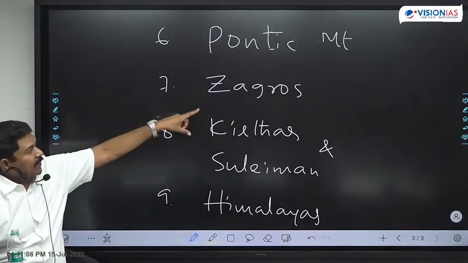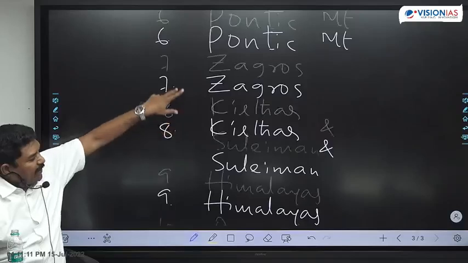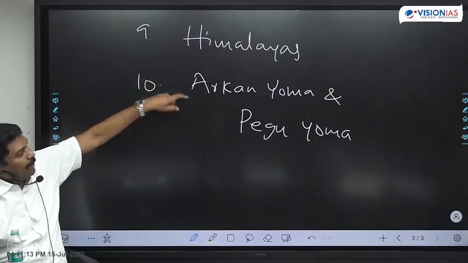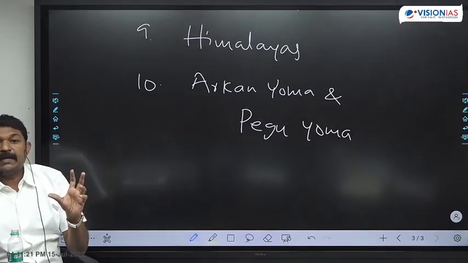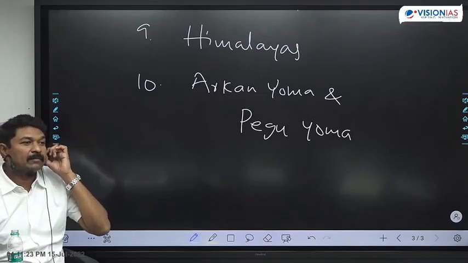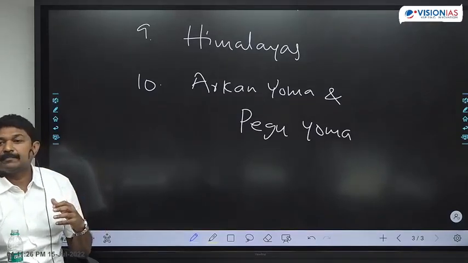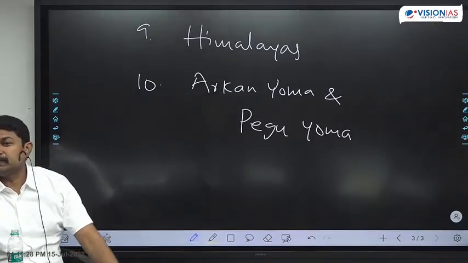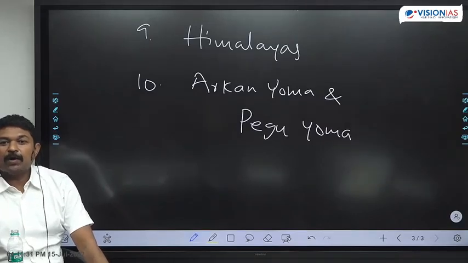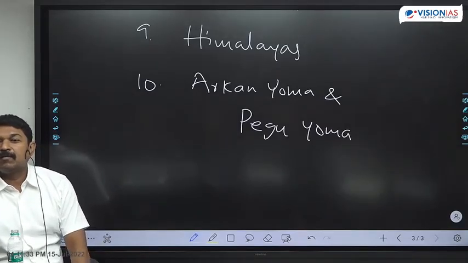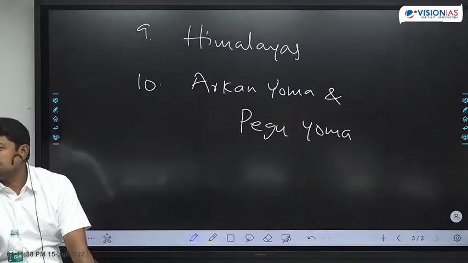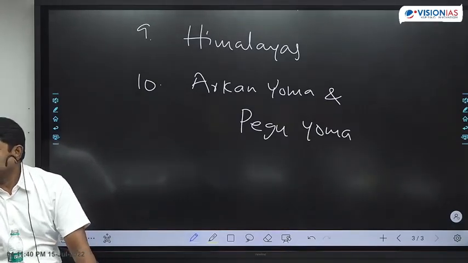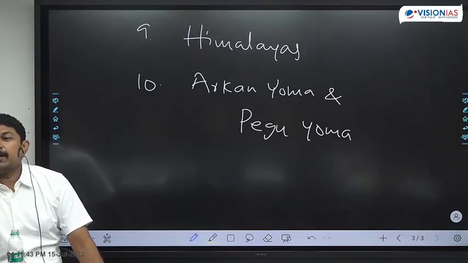Okay? Pontine, then Zagros, then Kirtar, Sulaiman, Himalayas, and Arkanyoma and Peguyoma of Myanmar. These are all the mountains that are present in the middle part of the continent, stretching all the way from Western Europe till Southeast Asia. What we can see is the mountains are present, volcanism is happening, earthquake is happening, but what we don't know at that point of time was why it is happening there. The people are unaware.